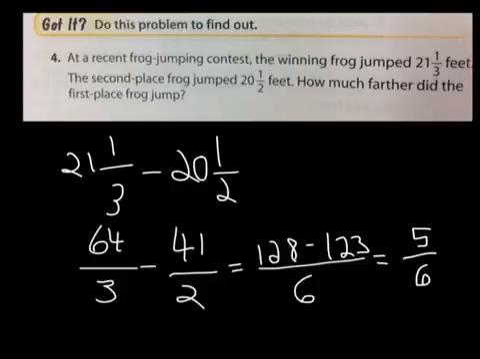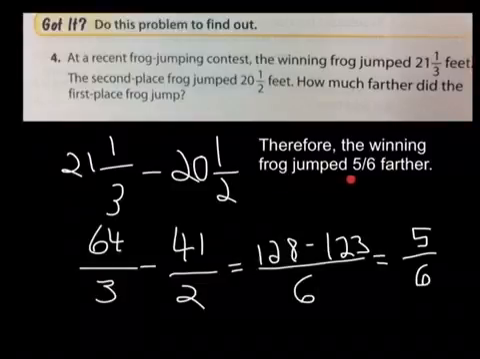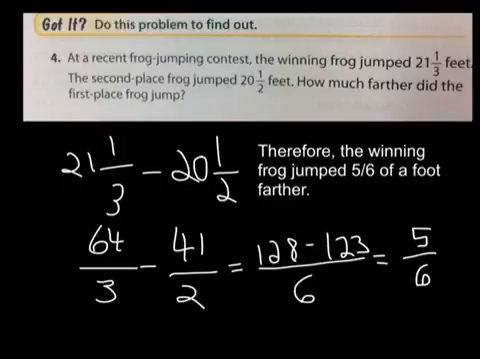So, your therefore statement. Therefore, the winning frog jumped 5/6 farther. 5/6 feet. Please include the word feet in there. Better yet, of a foot. 5/6 of a foot. So therefore, the winning frog jumped 5/6 of a foot farther.